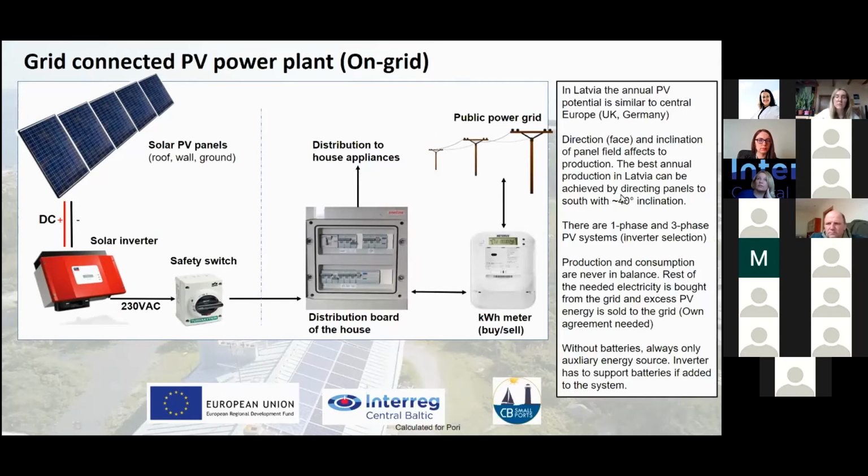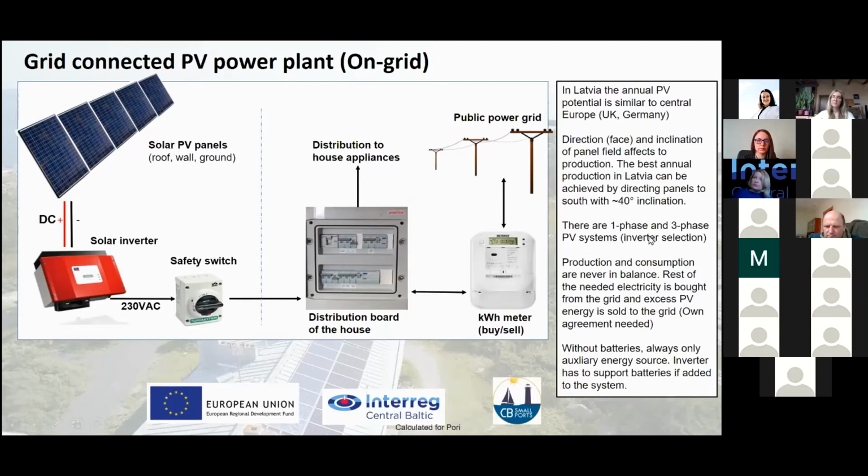Then some more details. Latvia is also already a very good place, with very good PV potential to produce solar energy. And the best, usually everywhere in the northern hemisphere, is to have the panels facing south with an inclination of about 40 degrees.